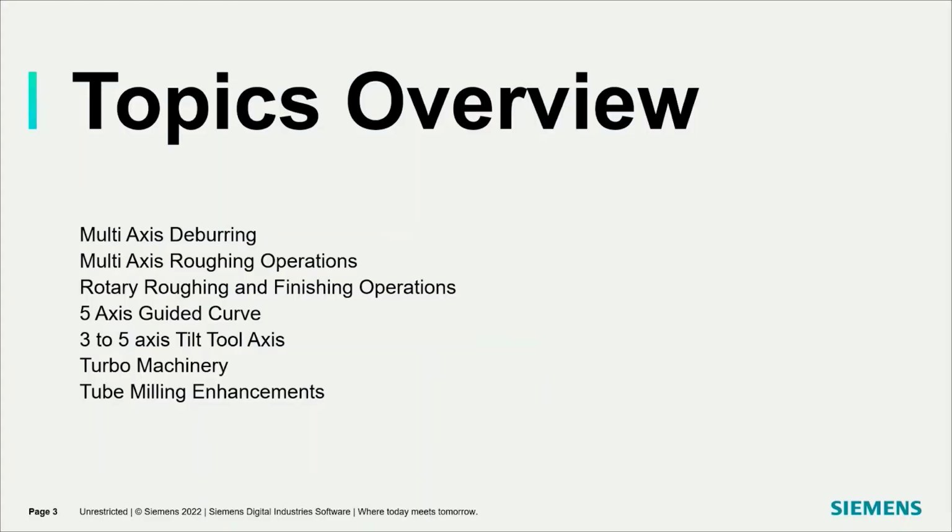Topics I plan on covering today are multi-axis deburring, multi-axis roughing operations, multi-axis rotary roughing and finishing operations, 5-axis guided curve, 3 to 5 axis tilted tool axis, turbomachinery, and tube milling enhancements. So again, most of what I'll show is multi-axis, 4 and 5 axis, and we did a previous presentation on 2.5 and 3 axis earlier this week. That is, I think, available as a recording.